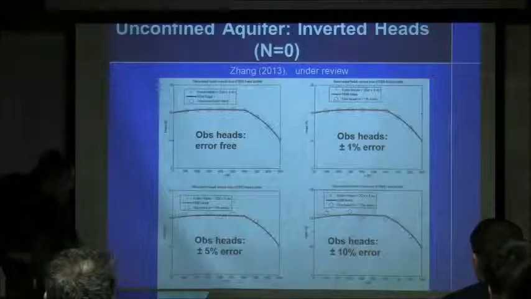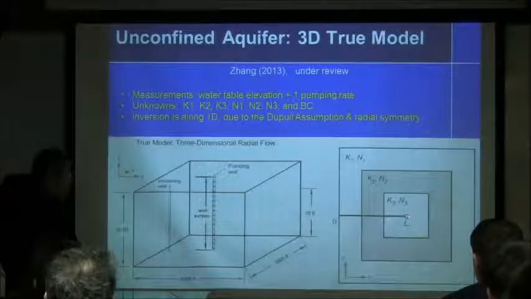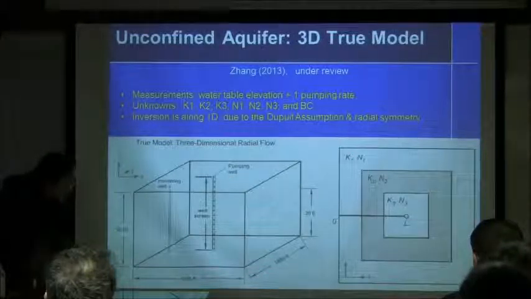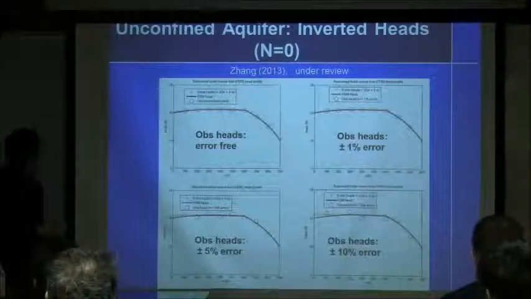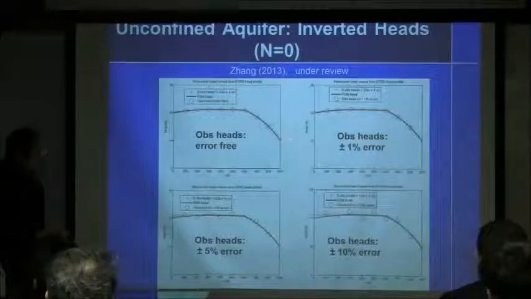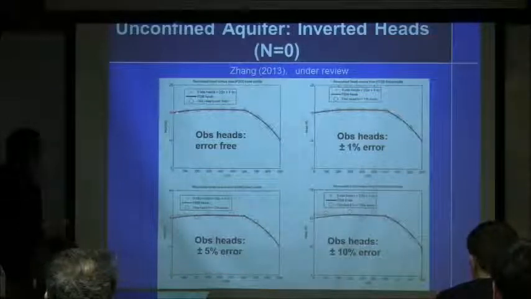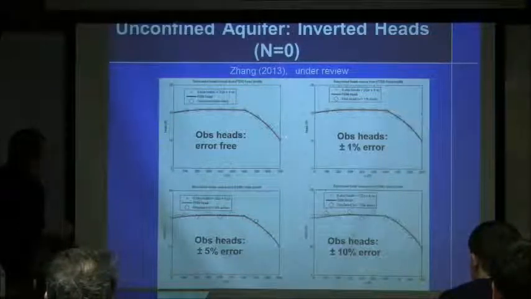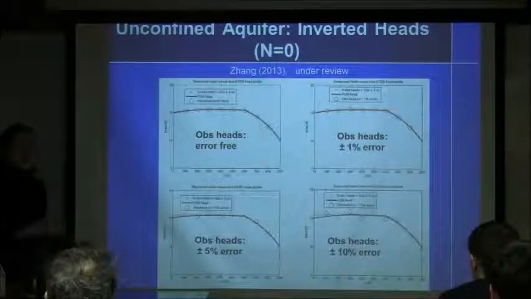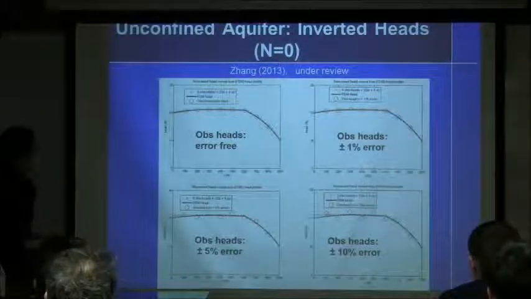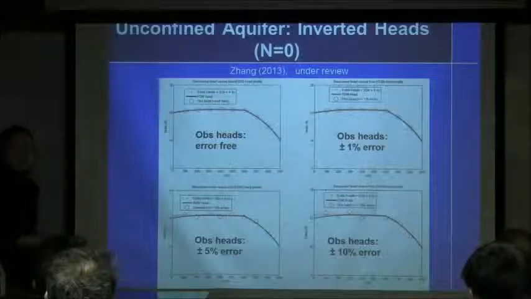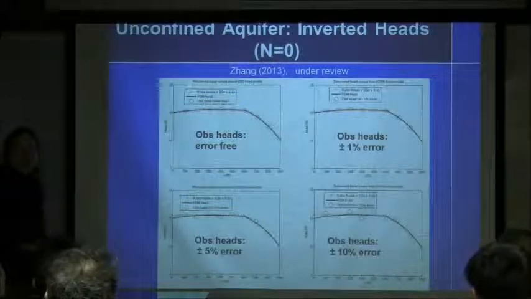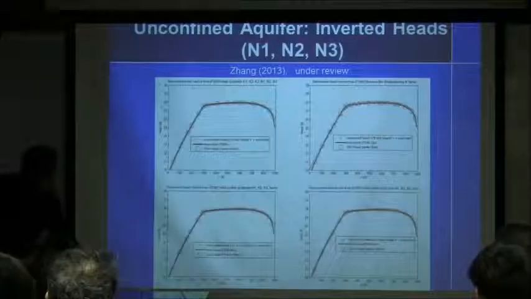This is again 1D. We have a pumping well in the model center, 3 K zones, 3 N zones. And if you observe, heads are error-free, the true model is the black line. This is from the well to the boundary. Inverted values are the red dots. These big circles are observation data. So when I perturb observation data with increasing error, you can see the inverse result is still stable. So it's very stable when we have increasing observation error.